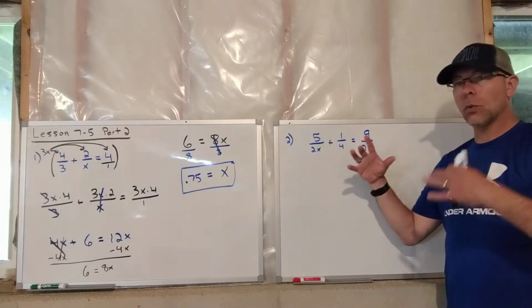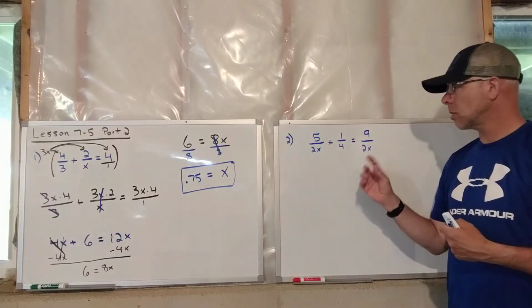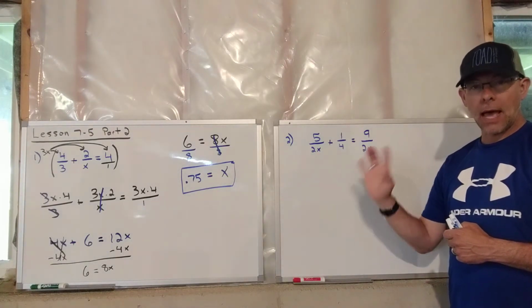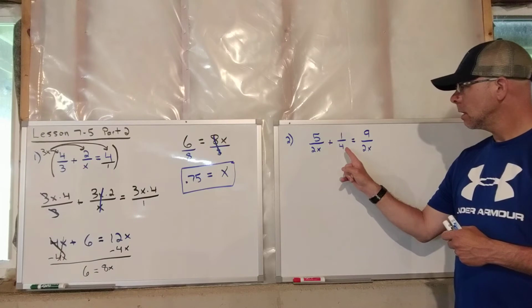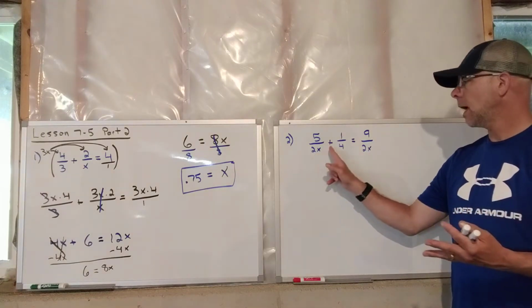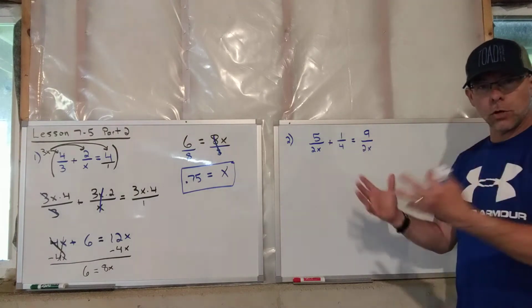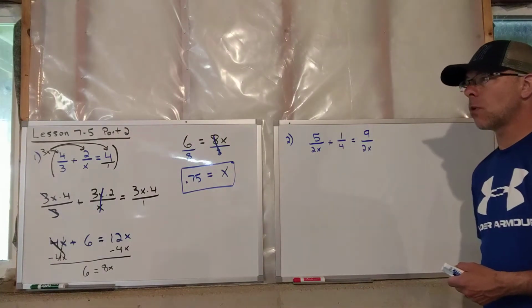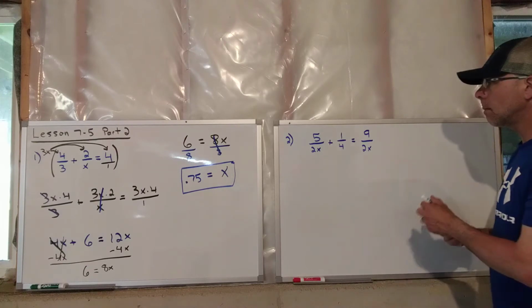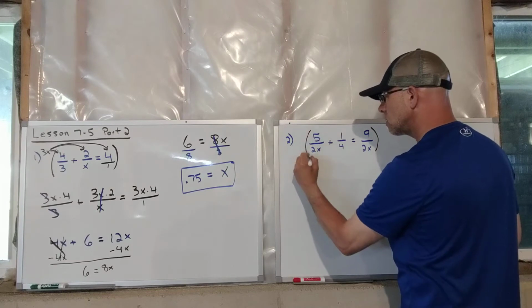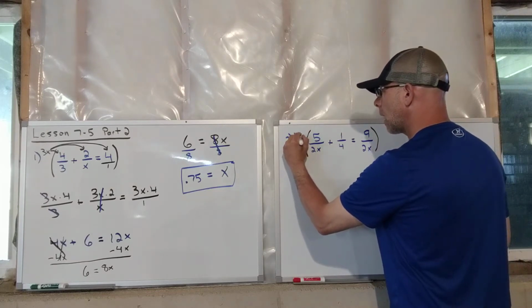We need to work with all denominators, so the common denominator would be 4x. So the 4 works with the 2, and the x works with these two. It works with all three at once, okay? So the common denominator is 4x. We are going to multiply both entire sides by 4x.